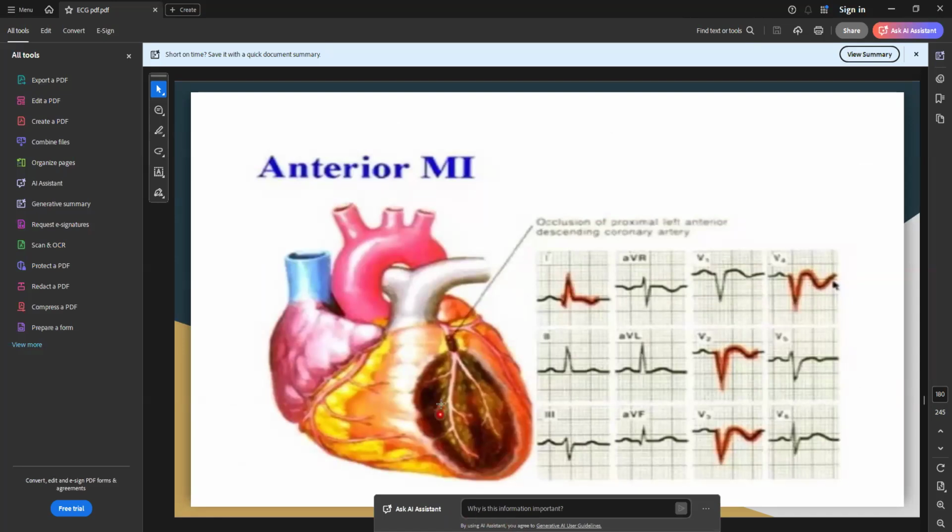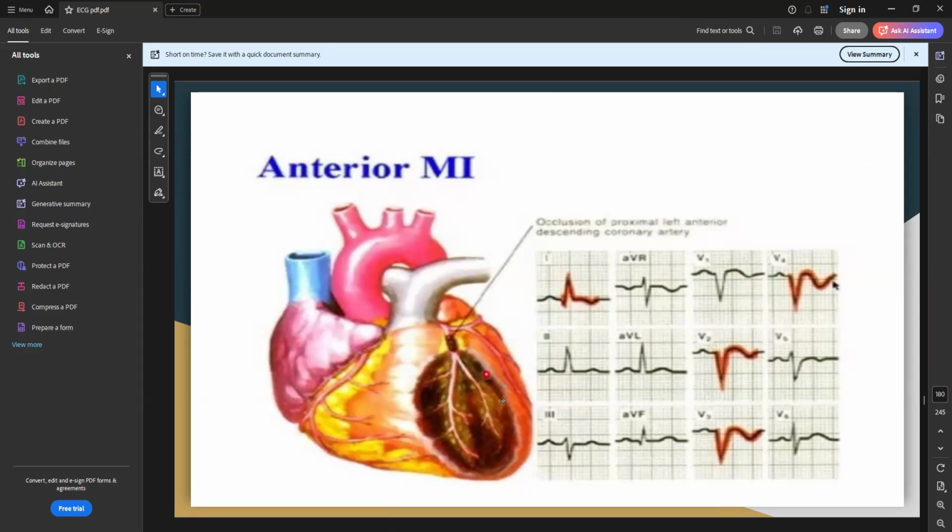This is the anterior wall MI caused by occlusion of the proximal left anterior descending coronary artery, showing ST elevation in V2, V3 and V4, whereas there is ST depression in lead 2, where it is almost horizontal. The reciprocal changes will be seen in lead 3 and AVF.